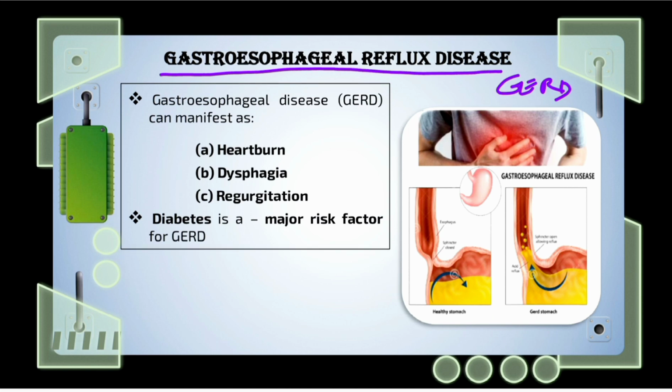This gastroesophageal reflux disease can manifest as heartburn, that is pain in the chest region, dysphagia, that is difficulty in swallowing of food and liquid, and regurgitation. Regurgitation is the spitting up of food from the esophagus or stomach. And for development of this gastroesophageal reflux disease, diabetes is a major risk factor.